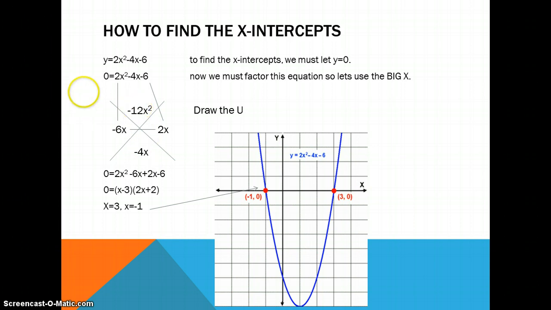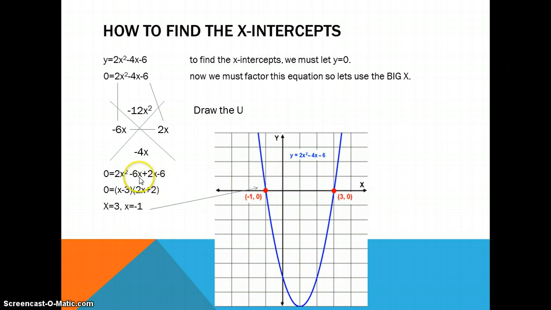So now what I call draw the U. We start from the first term, we go down to the negative 6x, over to the 2x, and then back up to the last term, which is the negative 6. And so write it in that order. So we write it as 2x squared minus 6x plus 2x minus 6.